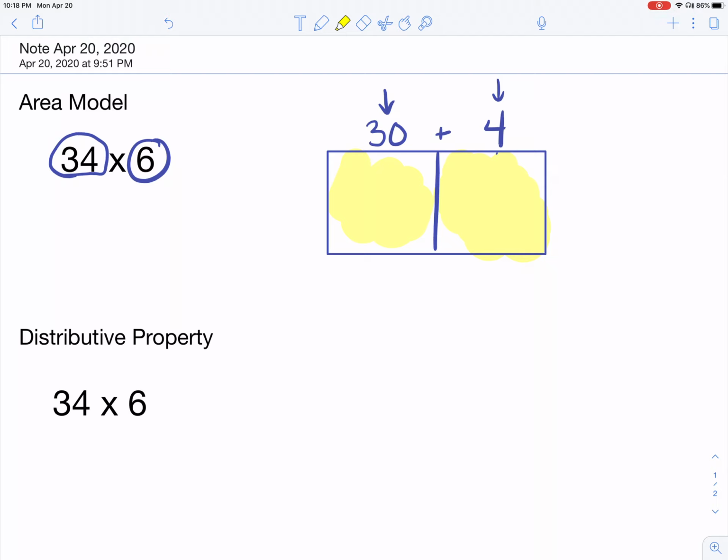But what are we multiplying? We're multiplying 34 by what? Well, let's look back over here. 34 times 6. So instead of doing 34 times 6, we're really making 2 little problems. 30 times 6, and then we're going to add that to 4 times 6.